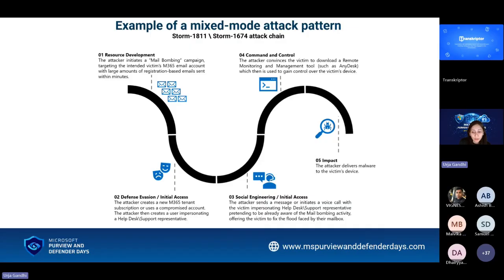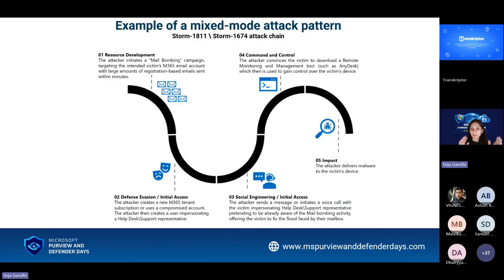And at that point, the social engineering tactic they use is to pretend that they're already aware of the mail bombing activity going on in the victim's mailbox. It goes something like, "Hey, I see that your mailbox is under a mail bombing attack, and I am calling from the help desk, or I'm the IT support in your company, and I would like to help you and fix it."